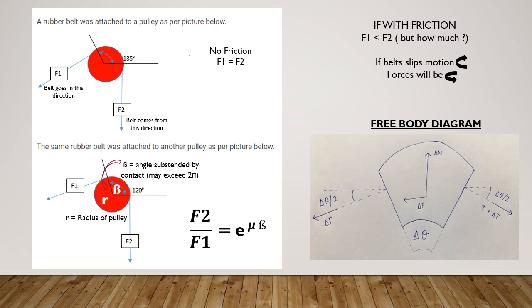Now in the process of going through all this, you have to deal with the fact that beta has to be in radians, because one thing that we use in the formula here is the arc length formula. Thank you.